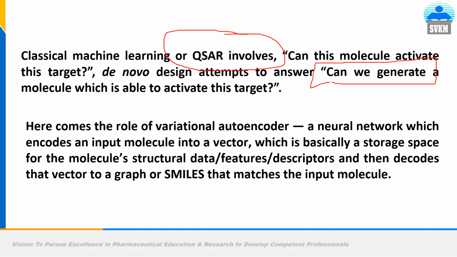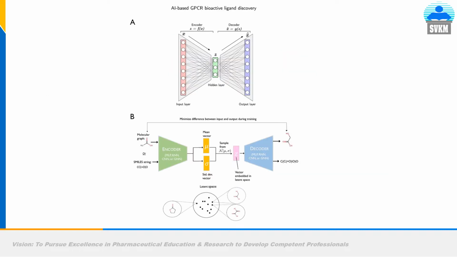It is a neural network which encodes an input molecule into a vector, which is basically a storage space for the molecule's structural data, features or descriptors, and then decodes that vector to a group of SMILES that matches the input molecule. Already n number of times we have discussed the meaning of vector, SMILES and other things. So we will now talk about the basic structure of an autoencoder.